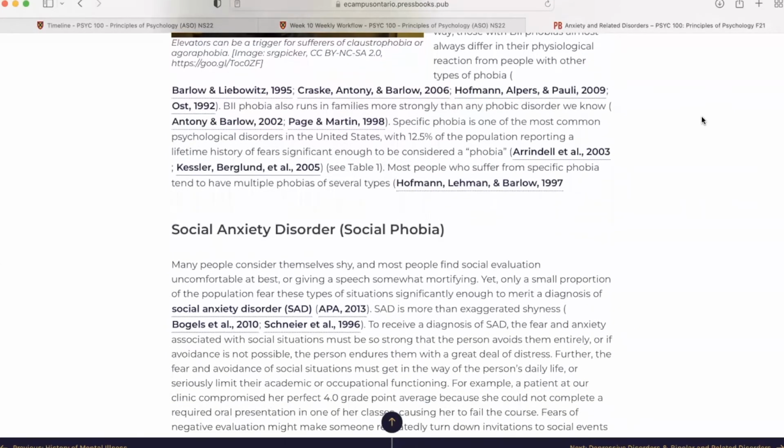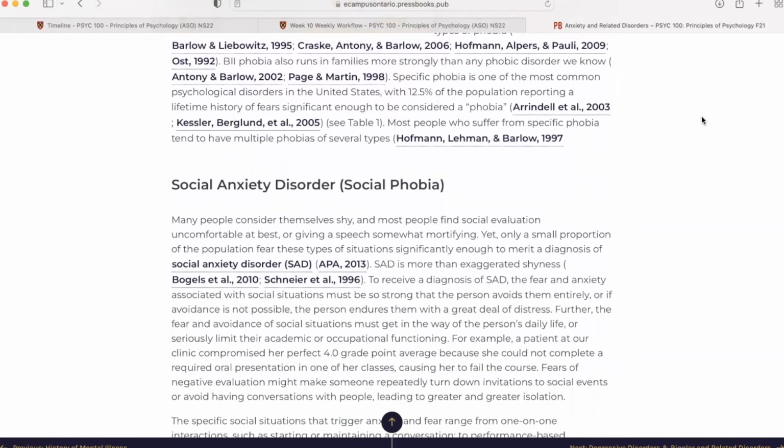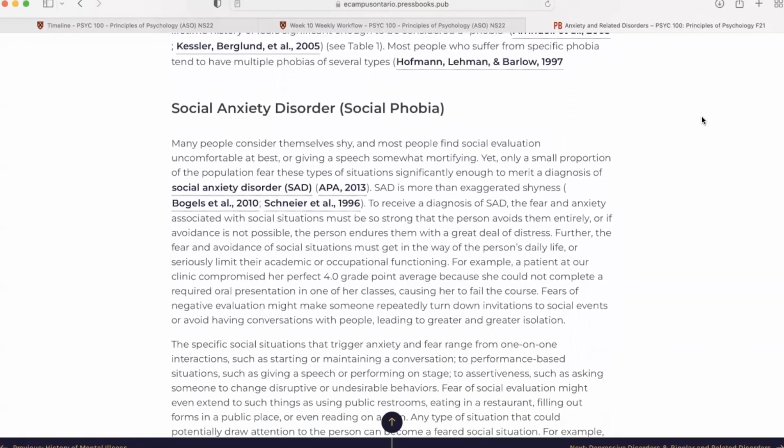Specific phobia is one of the most common psychological disorders in the United States, with 12.5% of the population reporting a lifetime history of fears significant enough to be considered a phobia. Most people who suffer from specific phobia tend to have multiple phobias of several types.